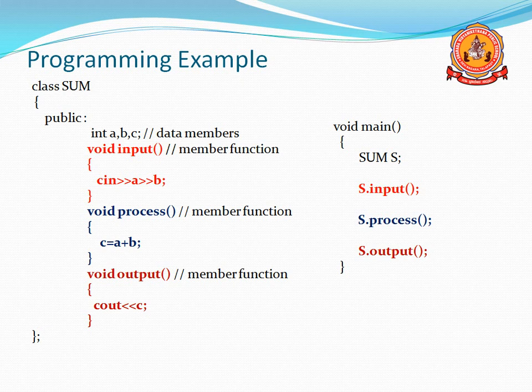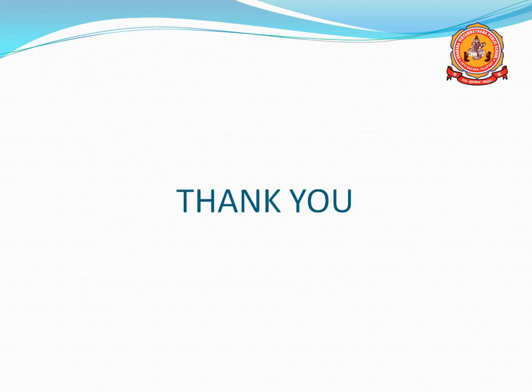Remember, this is one programming example. Based on this session, you have to take two programs. One is multiply two numbers and the other is subtract two numbers. You have to convert those two programs into object oriented programming, that is, class and object, like this. Take those two programs and convert them into the class and object method.